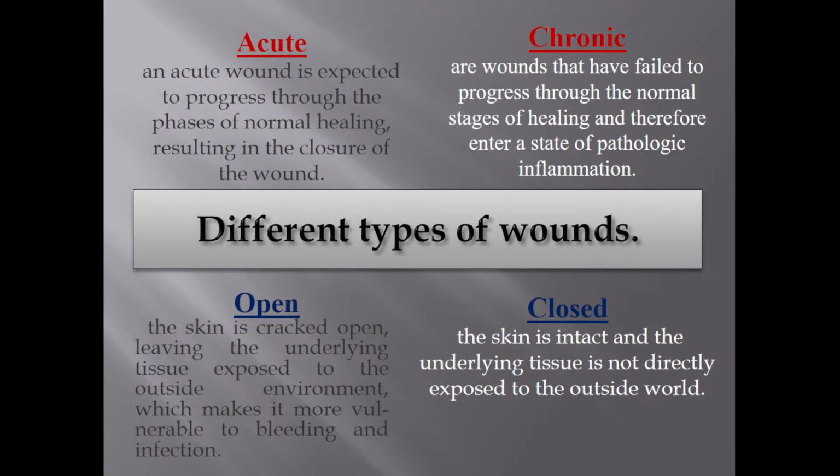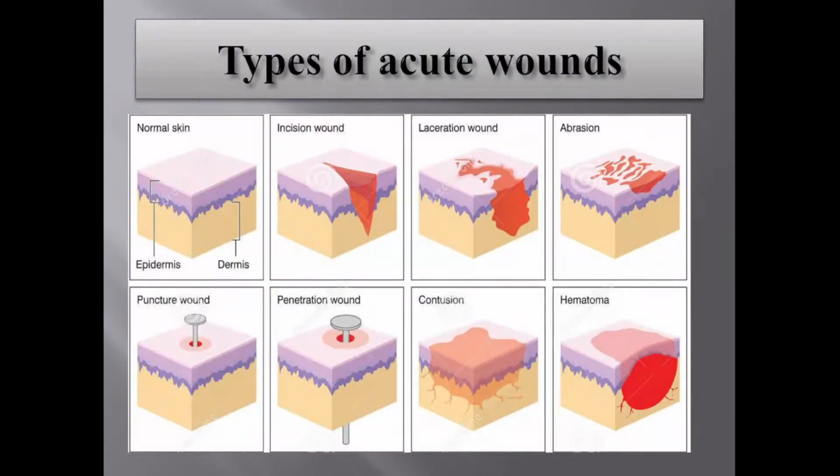Open and closed wounds. What does it mean? In open wounds, the skin is cracked open, leaving the underlying tissue exposed to the outside environment, which makes it more vulnerable to bleeding and infection. In closed wounds, the skin is intact and the underlying tissue is not directly exposed to the outside world. Facial injuries themselves are rarely life-threatening but are indicators of the energy of injury.